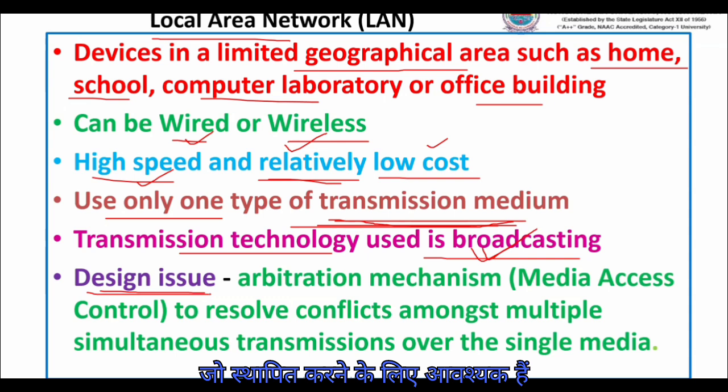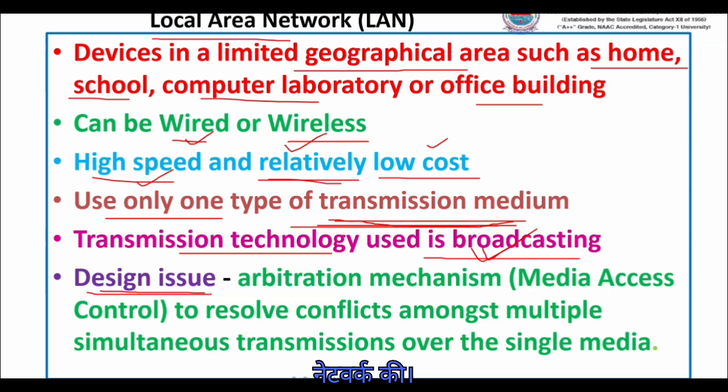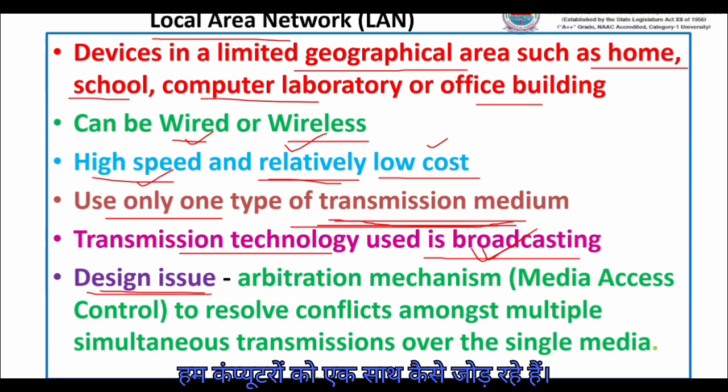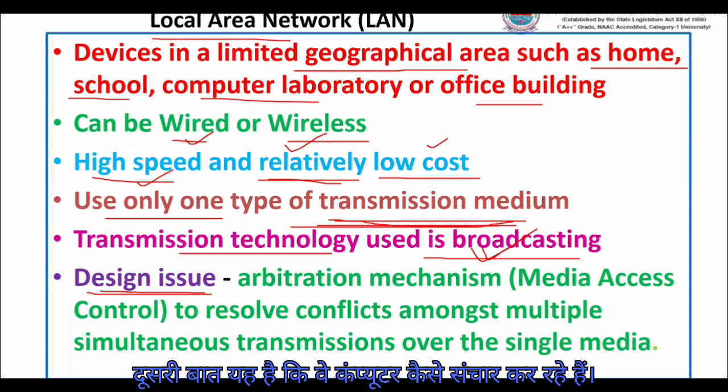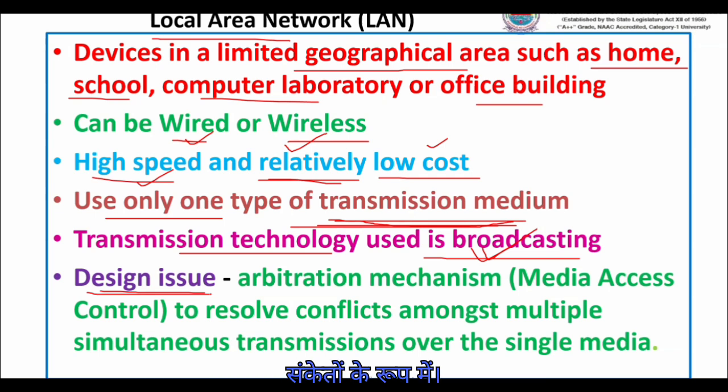There are some other design issues also which are required for establishing communication between the computers in a network. Those design issues define the architecture of the network. One architecture is the infrastructure, how we are connecting the computers together. The second thing is how those computers are communicating. On the cables, ones and zeros are being transmitted in the form of signals. The other thing is how those signals will be interpreted by the receiver.